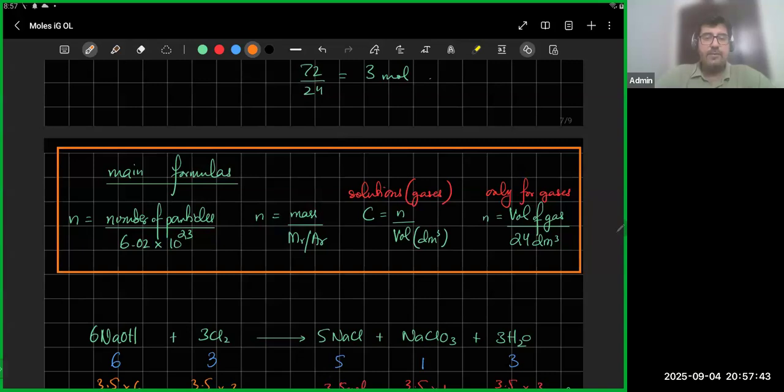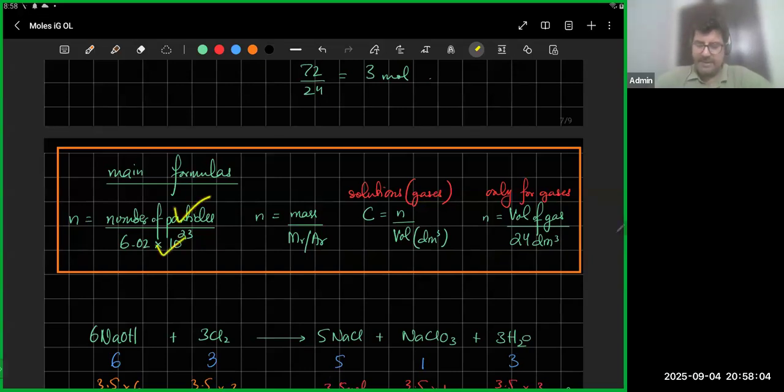Okay, these 4 main formulas. Moles is number of... so once you know moles, you can convert those moles into anything: number of particles, mass, concentration or volume, or volume of gas. The rest is just formulas. Okay, the four formulas, so just remember those.